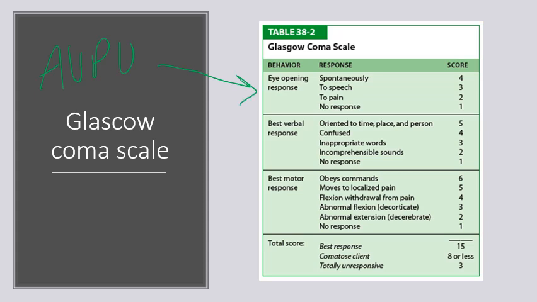So if you're alert, you get 4 points. If you are verbally responsive, you get 3 points. If you are responsive to pain, you get 2 points. And if there's no response, you get 1.